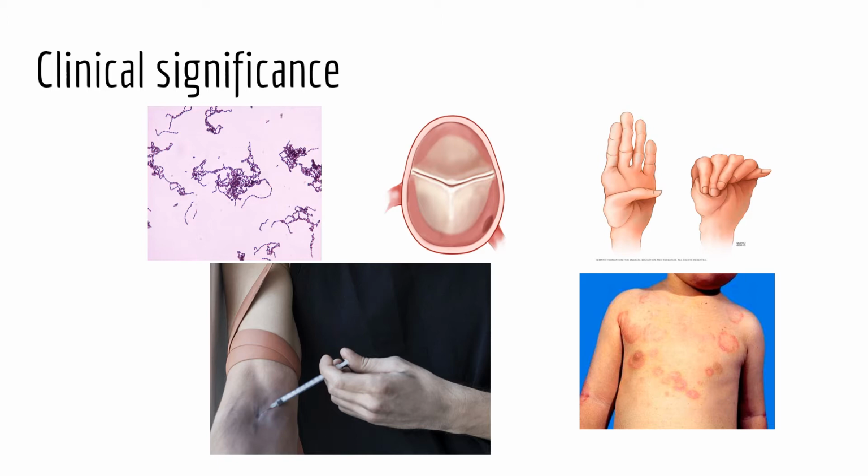So this slide is just showing some clinical significance of valve disease. In the top left, you can see strep pneumoniae, and that typically causes endocarditis. The next photo is showing a bicuspid aortic valve. The third photo is showing Marfan syndrome, which is associated with aortic regurg. The bottom right photo is showing erythema marginatum, which is rheumatic fever. And the bottom left photo is IVDU, so intravenous drug use, and typically this is associated with tricuspid regurg.